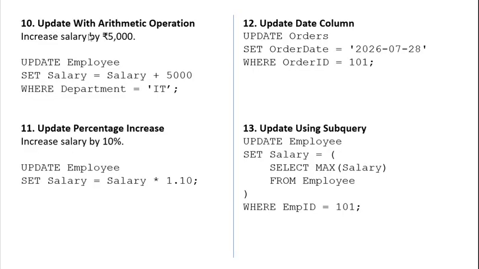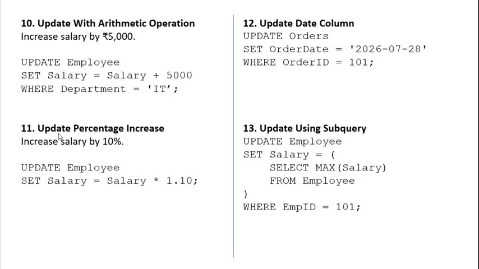Tenth is update with arithmetic operations, increasing the salaries by 5000. UPDATE employee, with employee as the table name, SET salary = salary + 5000 WHERE department = 'IT'. So for the IT department, the employees' salaries are increased by 5000.